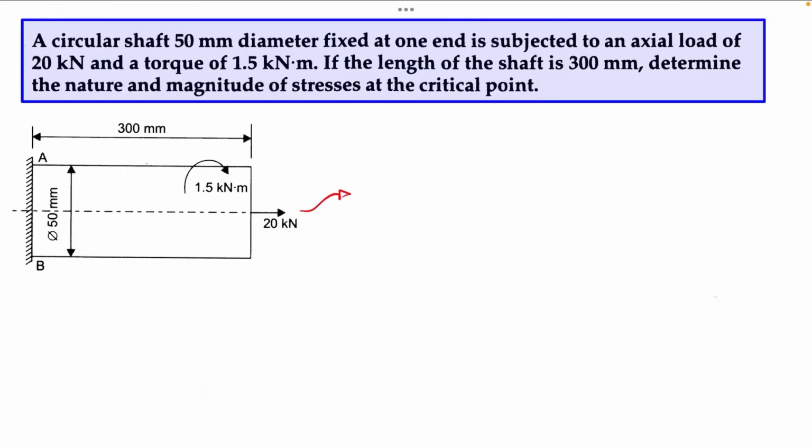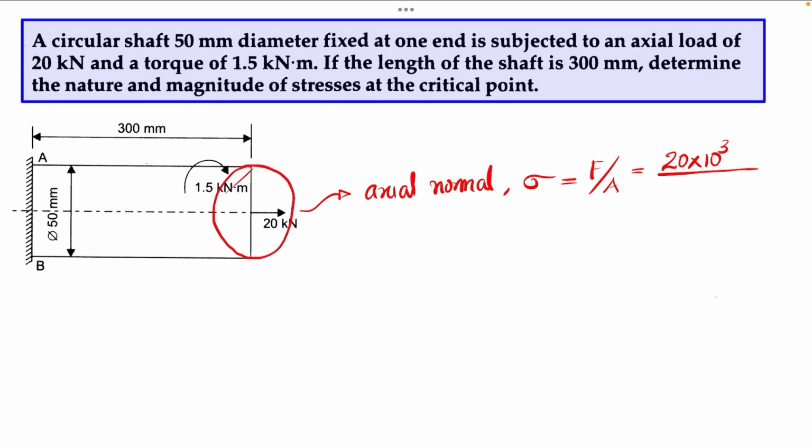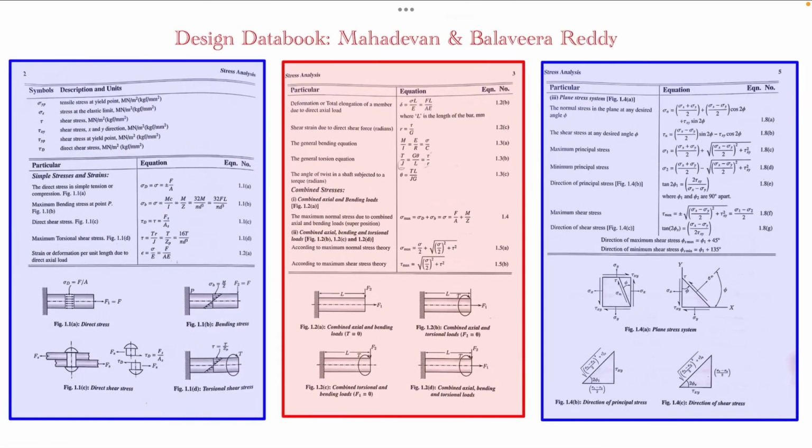Due to this load, we know that the axial normal stress will be generated, and that value is sigma, equal to force by area. This force is given, which is 20 kilonewton, 20 into 10 raised to 3 newtons, and the cross section is circular, so its area is pi d square by 4. I will be substituting pi by 4 into d square. This equation is given here, you can see this one. This is force by area.